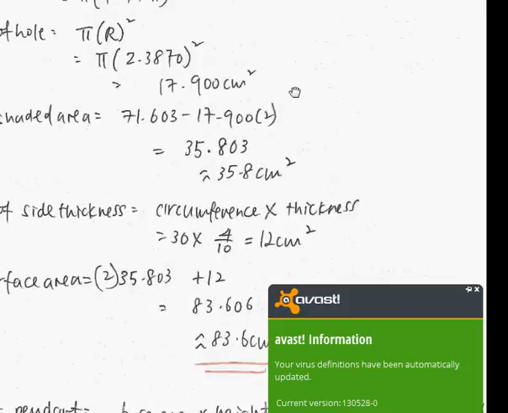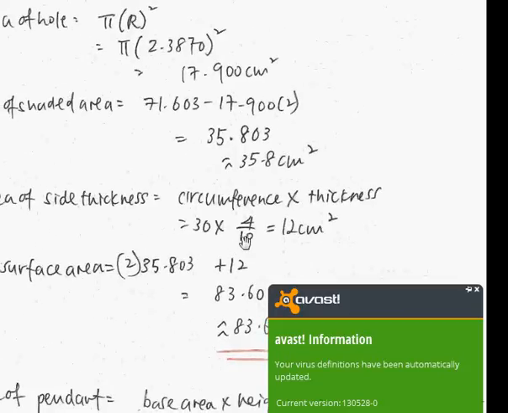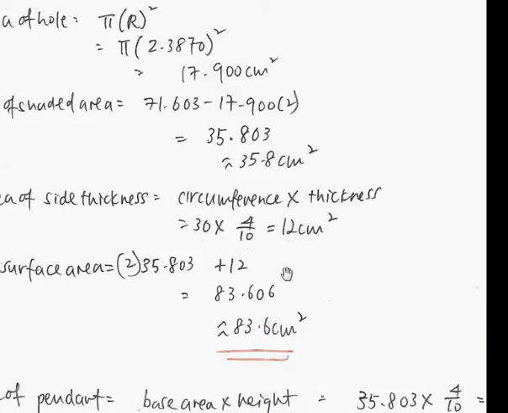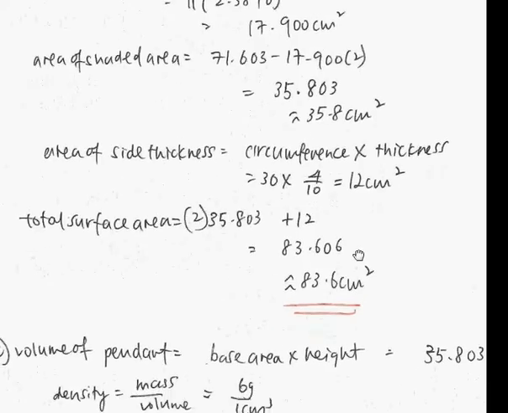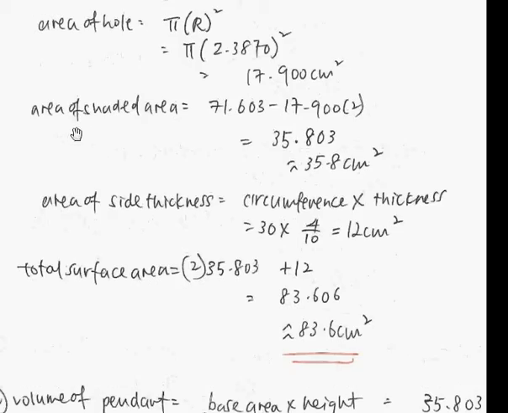So the area of the thickness of the pendant is the circumference times the thickness. So actually 30 times 4 over 10, because it's 4 mm, so you change it to centimeters, it's 30 times 0.4 equals 12 centimeters square. So the total surface area of the whole pendant is the area of the shaded portion times 2, since top and bottom, so it's 2 times 35.803 plus the area of the thickness, 12, so we get 83.6 centimeters square in 3 SF.